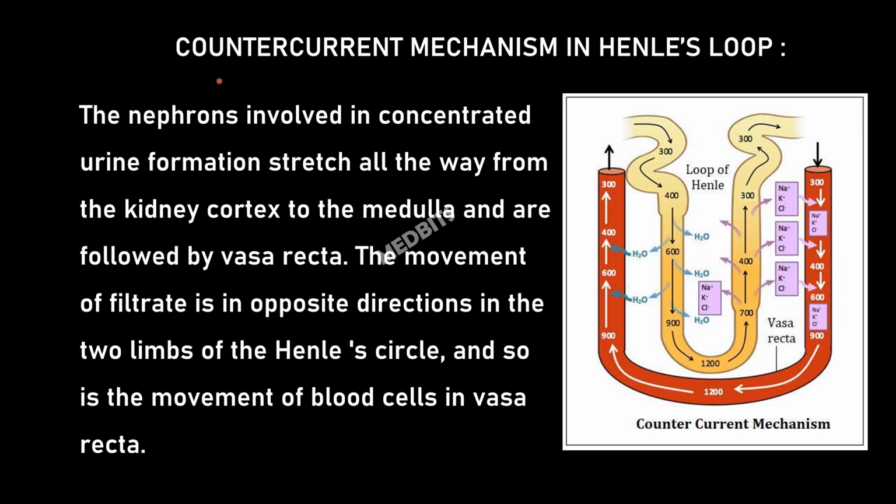Let's look into the details of the countercurrent mechanism in Henle's loop once again. The nephrons involved in concentrated urine formation stretch all the way from the kidney cortex to the medulla and are followed by the vasa recta. The movement of filtrate is in opposite directions in the two limbs of Henle's loop, and so is the movement of blood in the vasa recta.